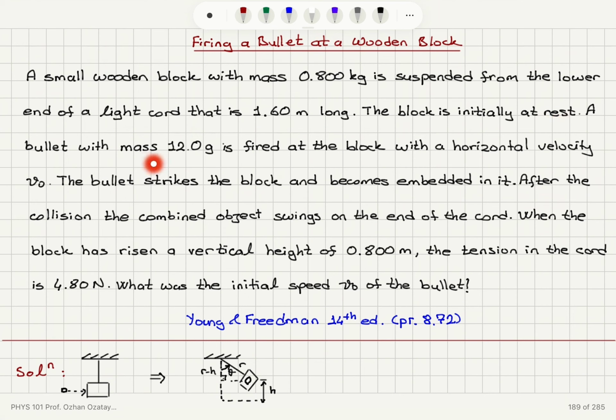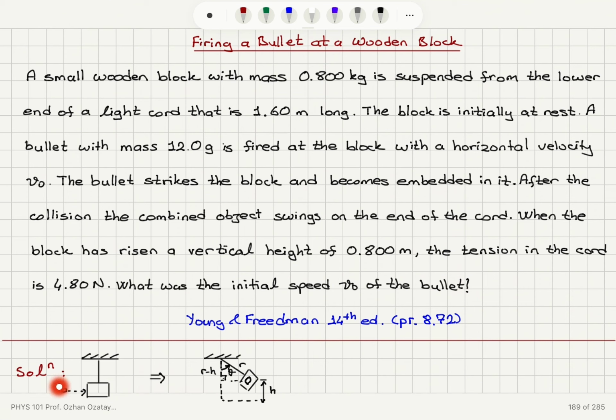A bullet with mass 12 grams is fired at the block with a horizontal velocity v0. The bullet strikes the block and becomes embedded in it. After the collision, the combined object swings on the end of the cord. When the block has risen a vertical height of 0.8 meters, the tension in the cord is 4.8 newtons. What was the initial speed of the bullet?